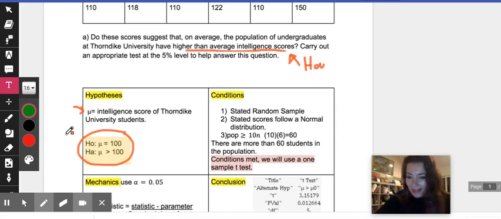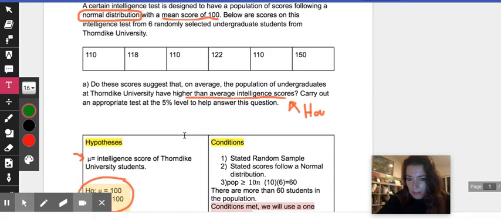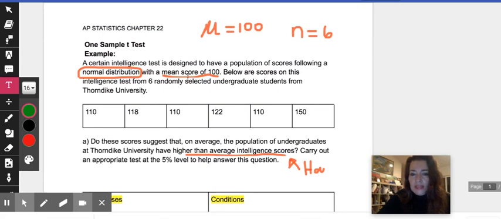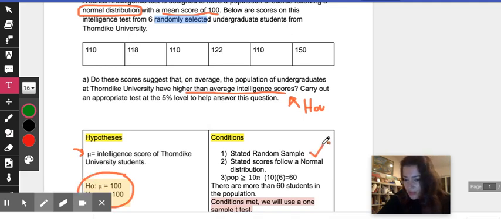All right, let's take a look at the conditions. The first thing is we're going to check to see if the sample was taken randomly. It does state here that it was randomly selected, 6 randomly selected. So the first condition is met. The second condition, as we stated before, states that it comes from a normal distribution. Remember, you either have to have a sample size greater than or equal to 30, or somewhere it states normal, or you show using a box plot or normal probability plot. If they don't give it to you, you're showing some type of graph where it's normally distributed.